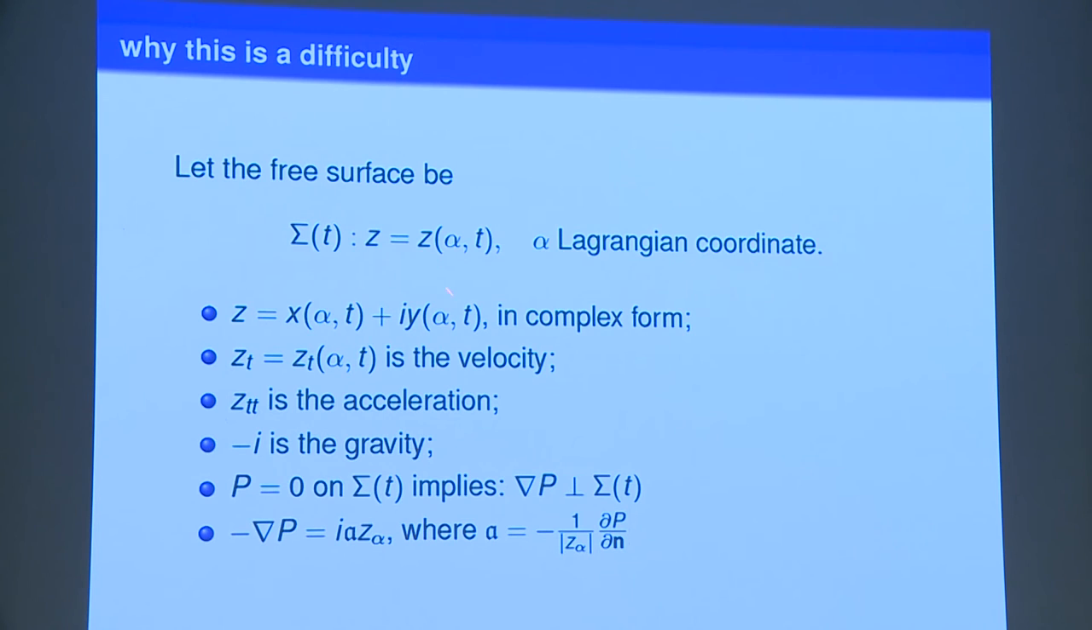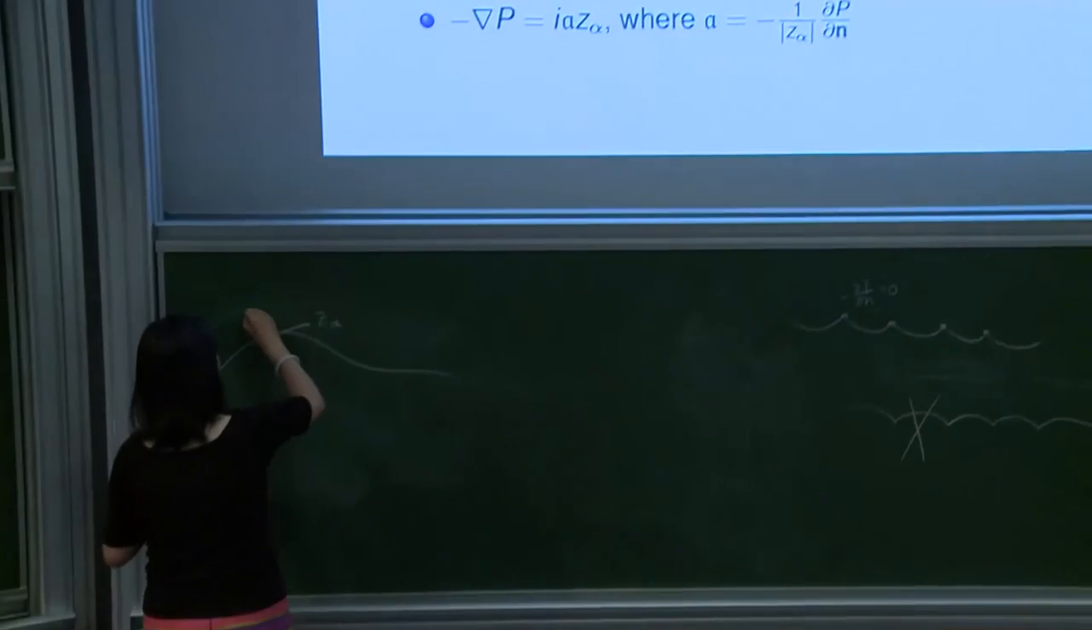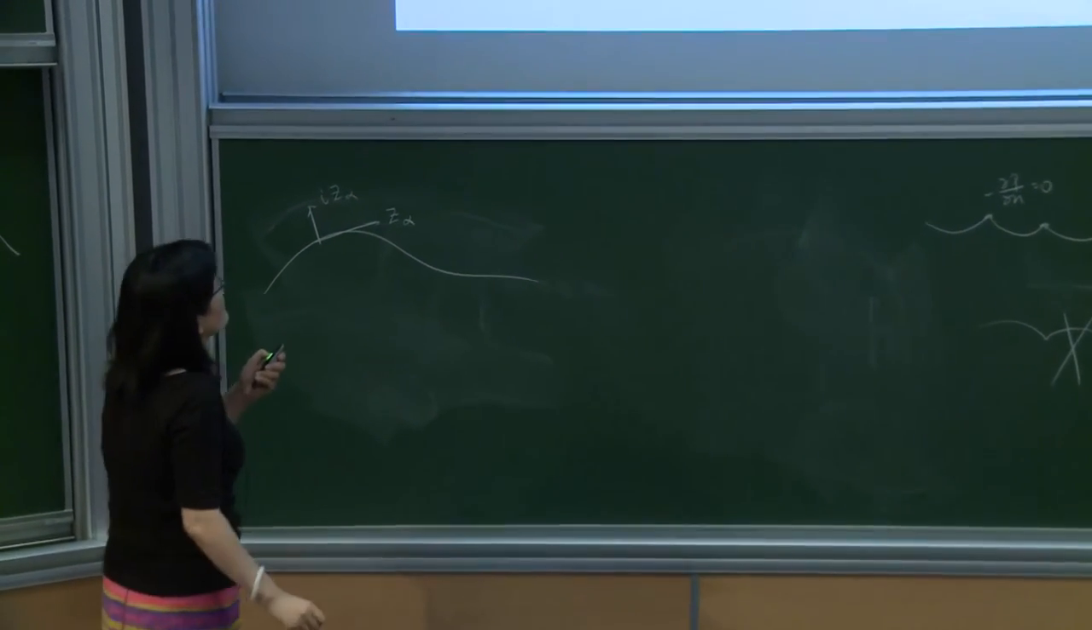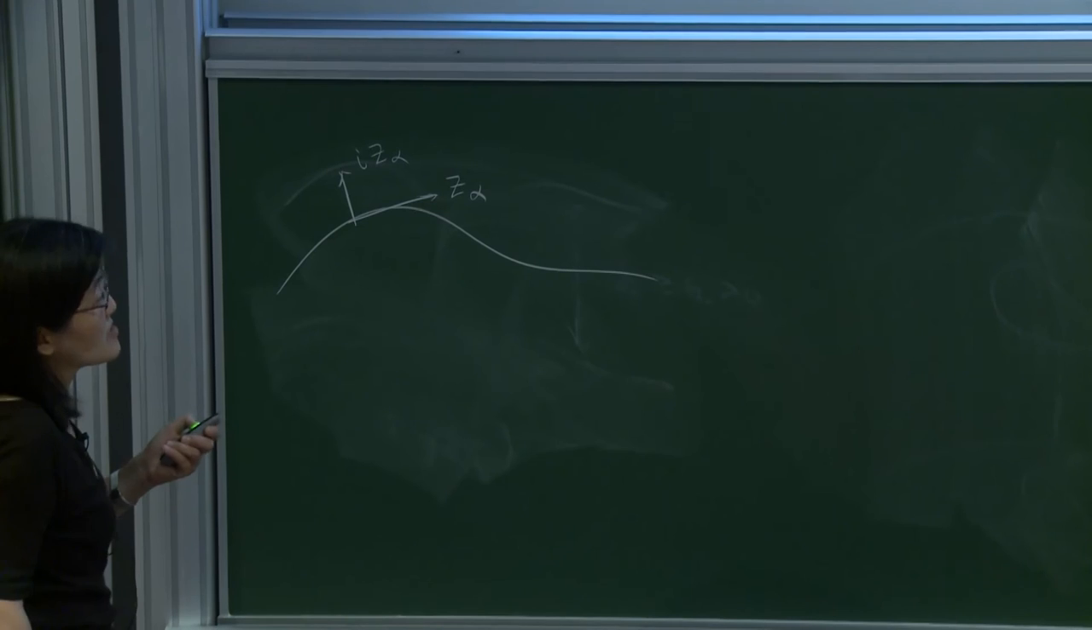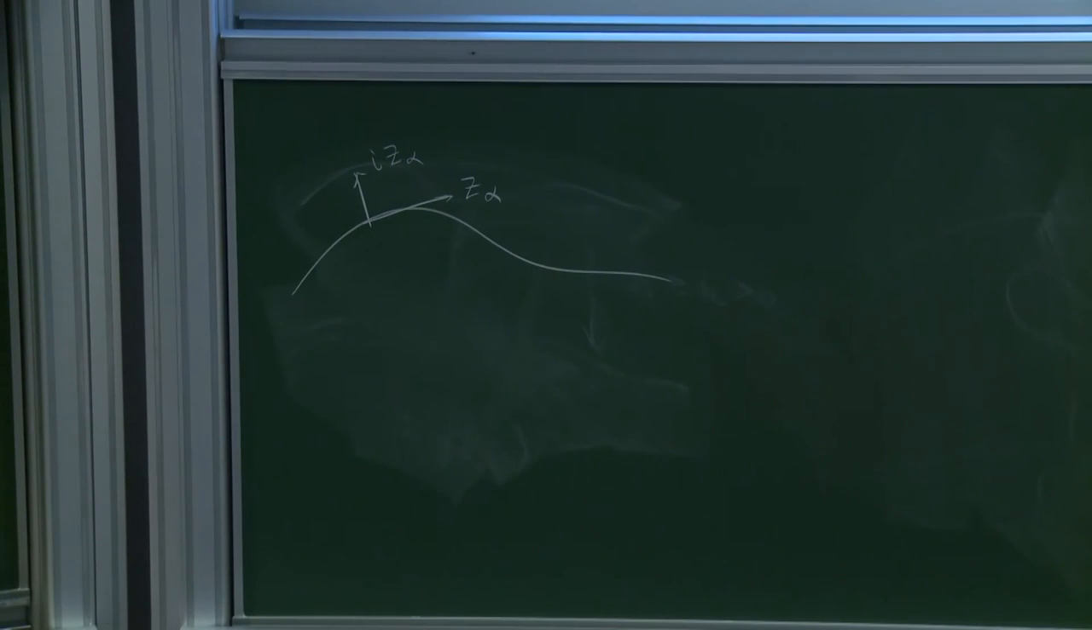So this is the interface in Lagrangian coordinates. We write it down in Lagrangian coordinates. Taking the derivative in t, you get velocity. Taking another derivative in t, you get acceleration. We normalize the gravity to equal 1, so minus i is the gravity. The pressure equal to 0 on the interface means that the gradient of P is pointing in the normal direction of the interface. So we write down negative gradient P, because z_alpha is a tangential vector, and i z_alpha is the normal vector. A is just a real-valued quantity, and precisely it's given by minus the Jacobian times dp/dn, so it has the same sign as negative dp/dn.